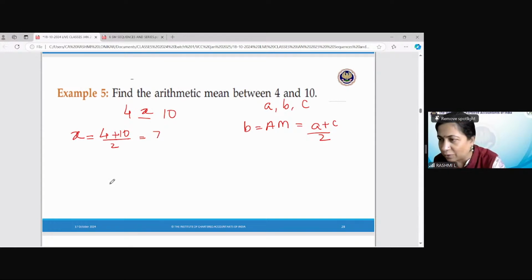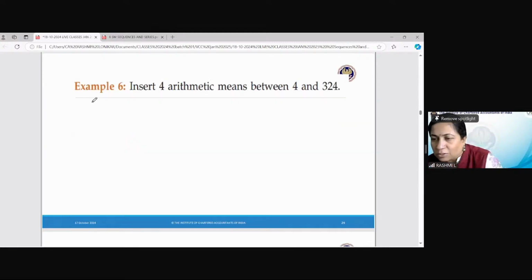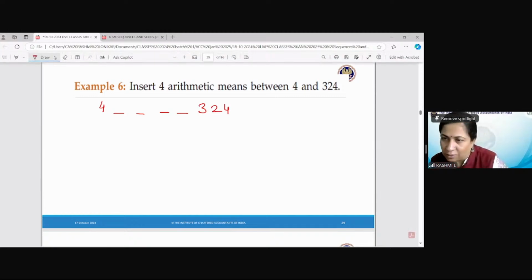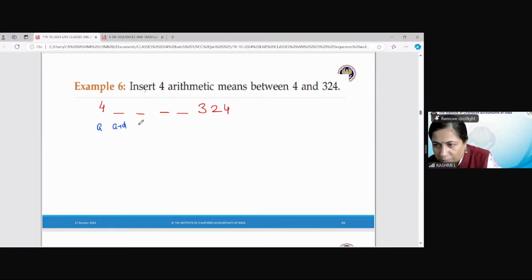Yes, Pavan, very good. Now insert 4 arithmetic means between 4 and 324. Okay, so this is my 4, then 1, 2, 3, 4 and 324. If you write it this way, it will be easy for you. There are two methods I follow, let me tell you. I call this a, this a plus d, a plus 2d, a plus 3d, a plus 4d and this becomes a plus 5d.